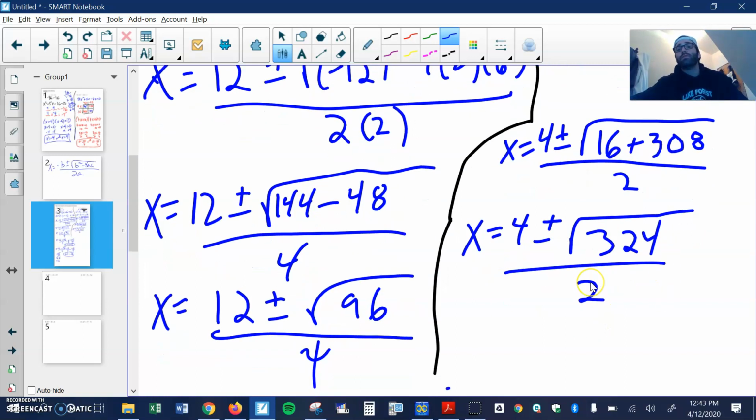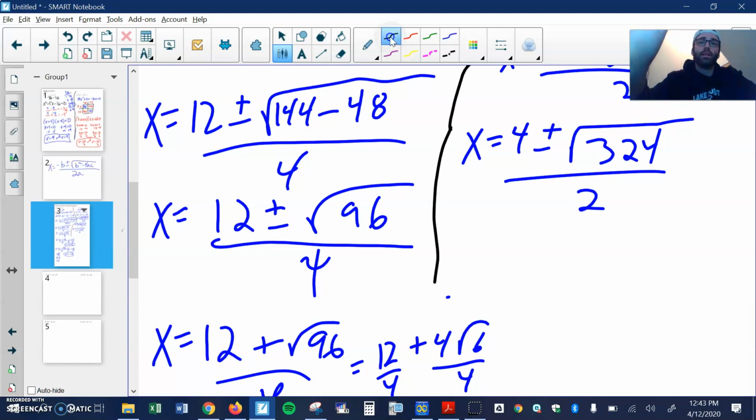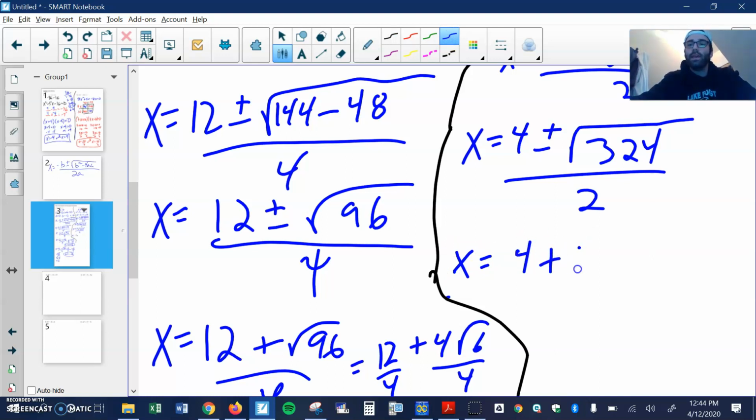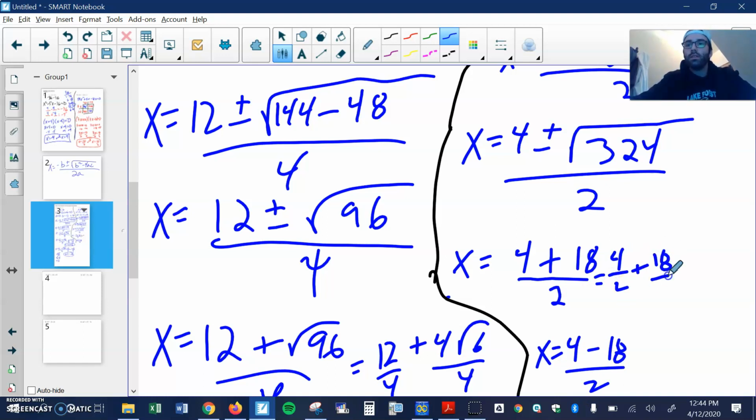Now, 324 is a perfect square. Some of us may not have known that by heart. So 324 is a perfect square. The square root is 18. So I'm going to split this now. x equals 4 plus 18 over 2, and x equals 4 minus 18 over 2. Remember what we're doing here. I'm doing 4 over 2 plus 18 over 2. So 2 plus 9, which is 11.